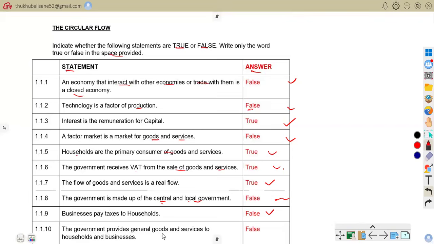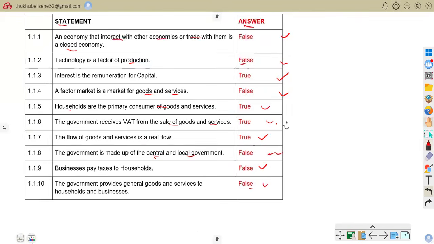The government provides general goods and services to households and businesses. That is false. Government provides public goods and services. So it's not that the government provides general goods and services to households and businesses. So that is false. So that is that.